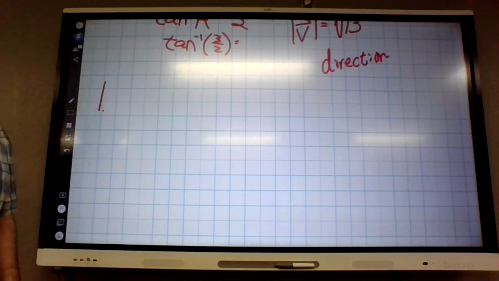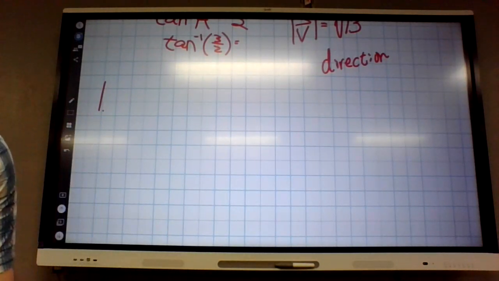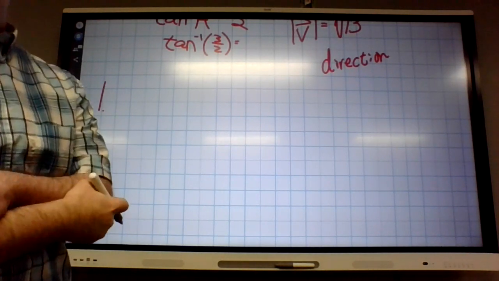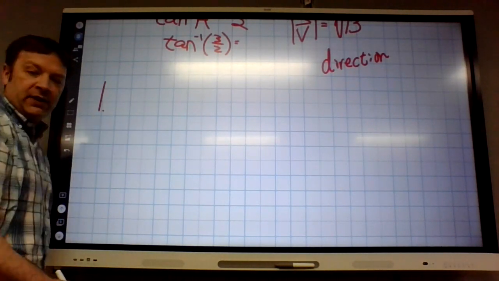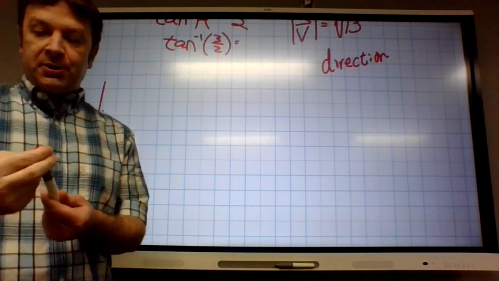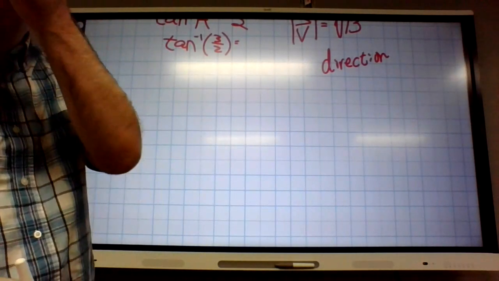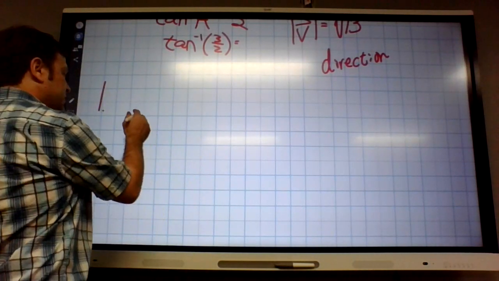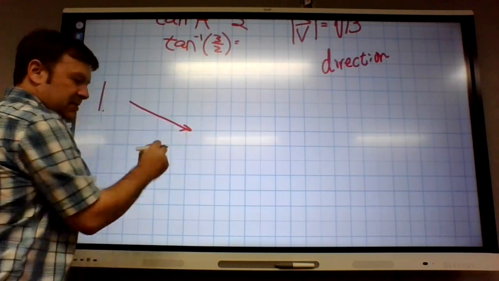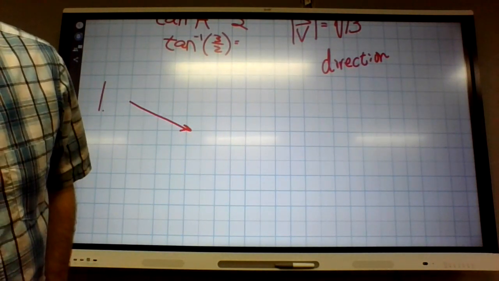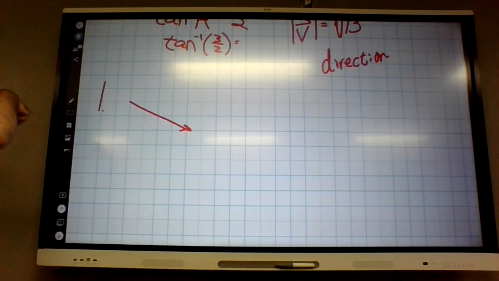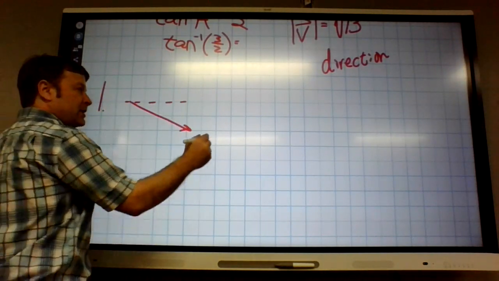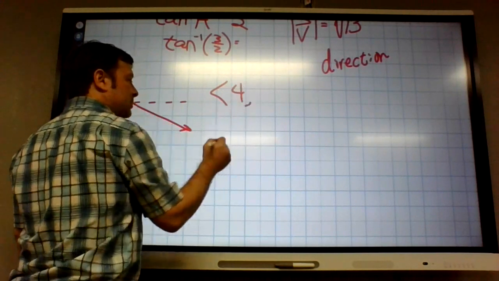Number 1's actually a lot easier than that stuff. On number 1, it says find the vector in component form. Vector u. Do you guys see vector u in that picture? Okay, component form just means how far is it going in the x direction, how far is it going in the y direction. How far is it going in the x direction? 4. It's going 4 that way, and 2 down.